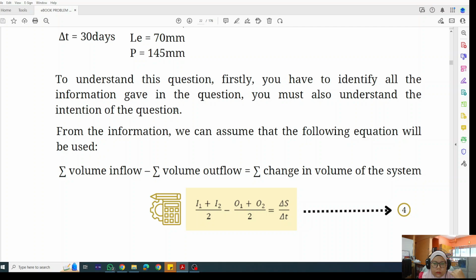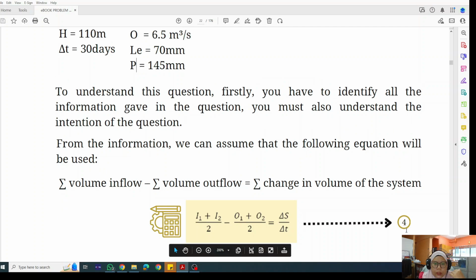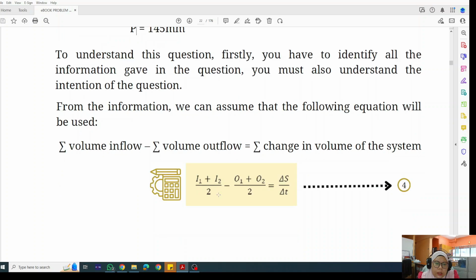So you can use equation number 4, which is I1 plus I2 divided by 2 minus O1 plus O2 divided by 2 equals delta S over delta T. Or you can say as I1 plus I2 divided by 2, this equation is for total inflow. This equation can be considered as total inflow, and so do for this outflow equation. This one can be considered as total outflow, and this one is rate of change of storage.